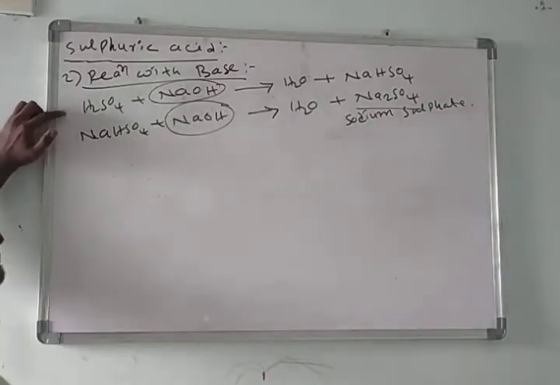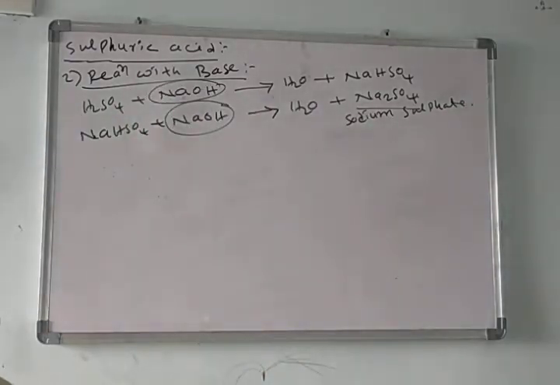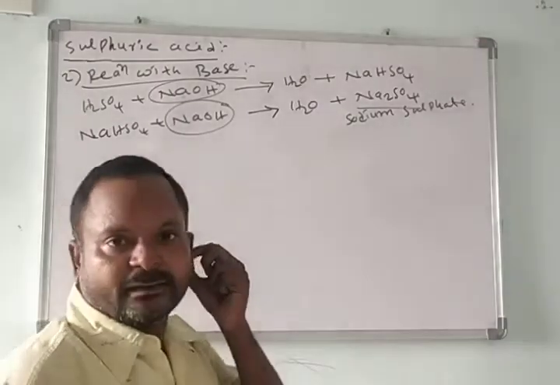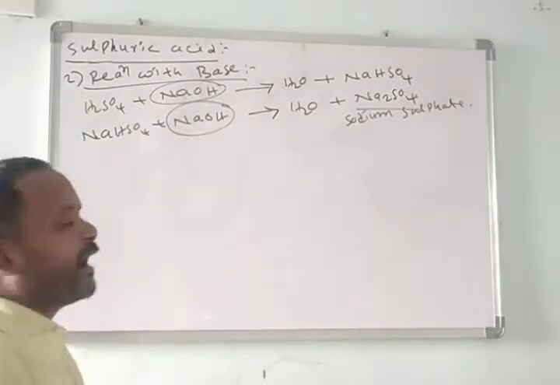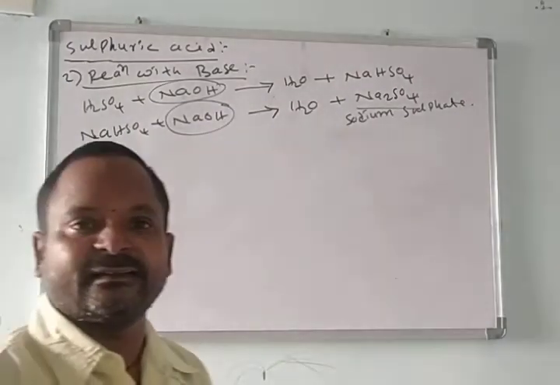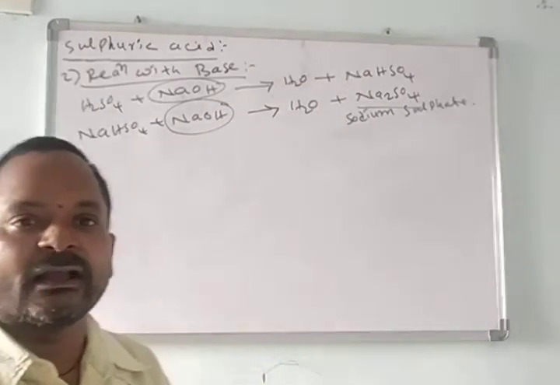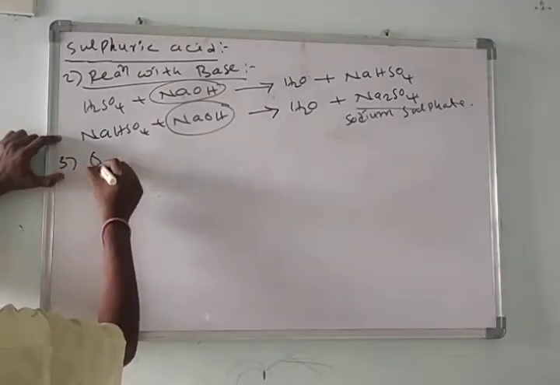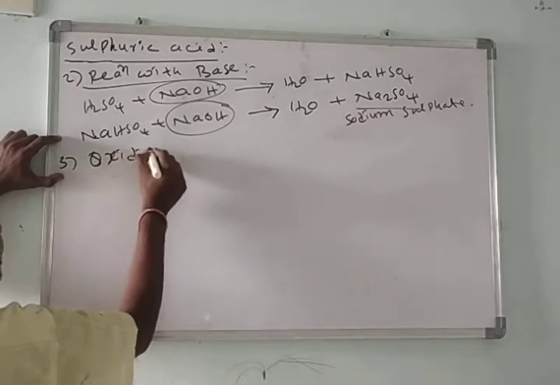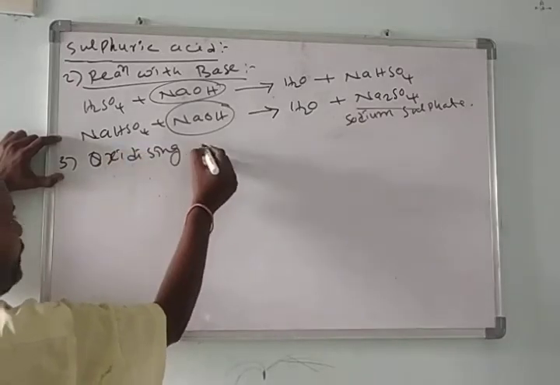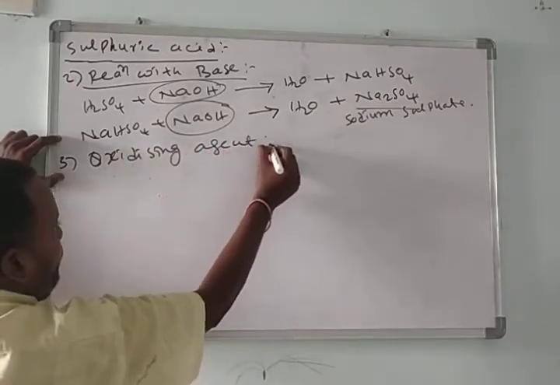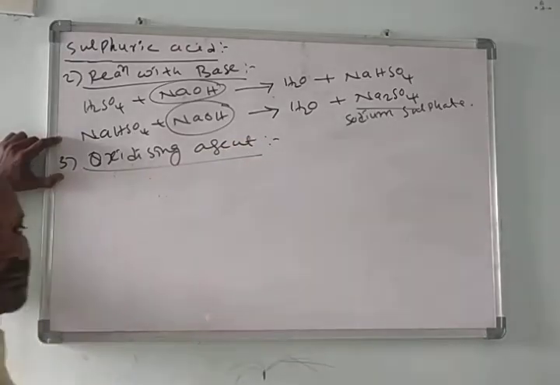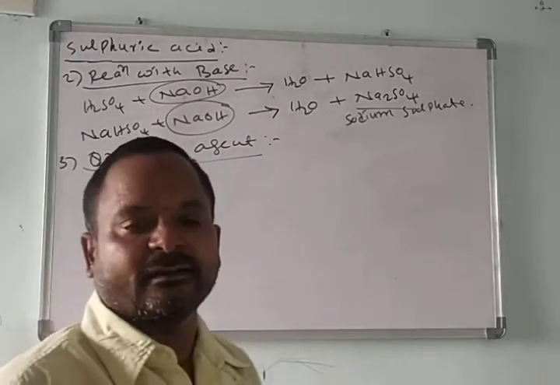That's why it is called a dibasic acid. Okay, dibasic acid. And here it also acts as a strong oxidizing agent. Oxidizing agent. Okay, so many molecules, metals, non-metals.